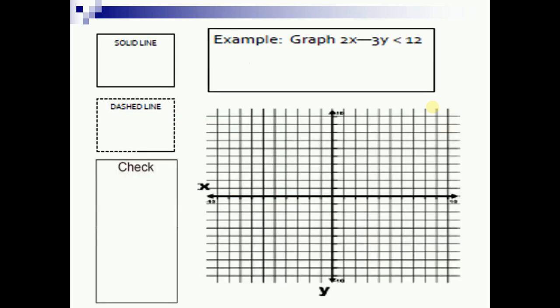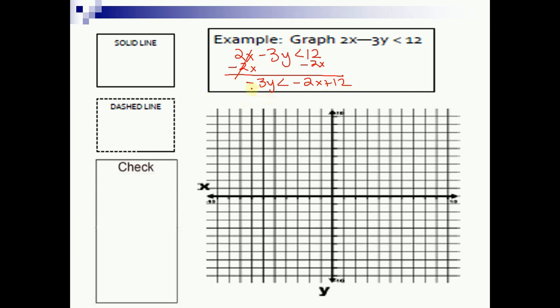Now, let's follow our steps here. We're going to first graph the line. So we're going to graph 2x minus 3y is less than 12. Basically what we're going to do is treat it as 2x minus 3y is equal to 12. Let's first get it so it's y equals. So I'm going to write off to the side here. 2x minus 3y is less than 12. Looks like I need to subtract 2x to get y by itself.